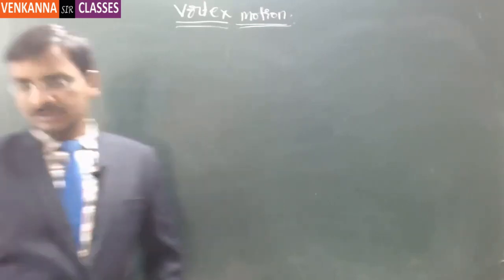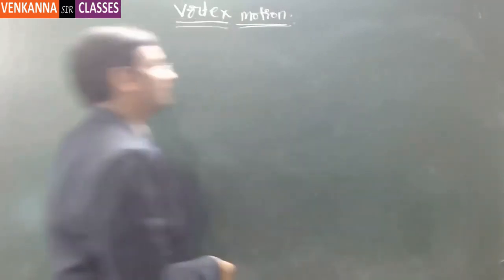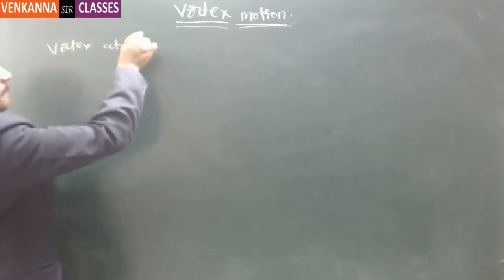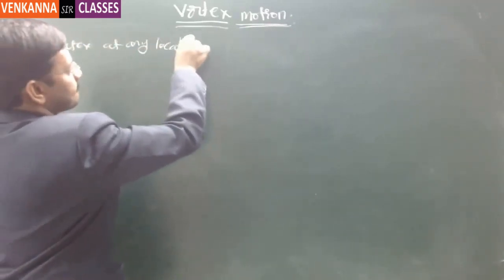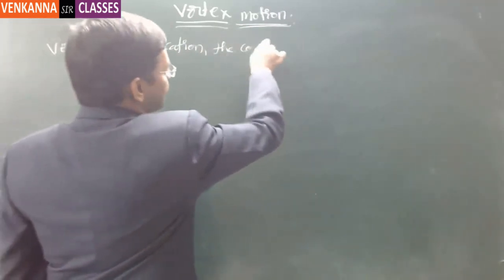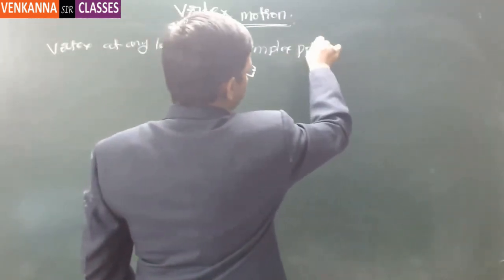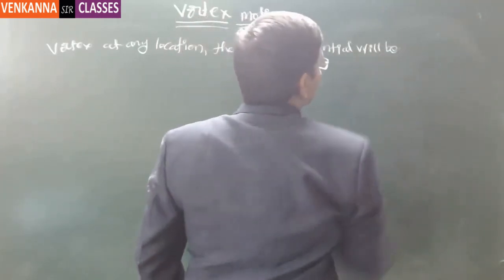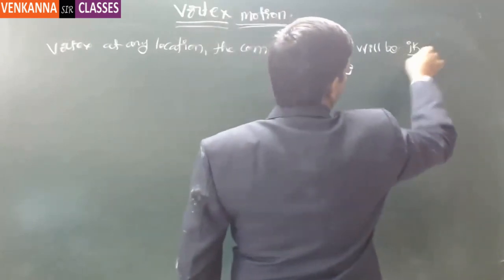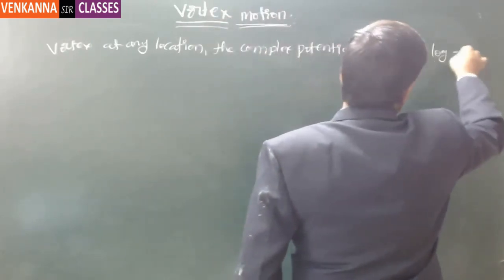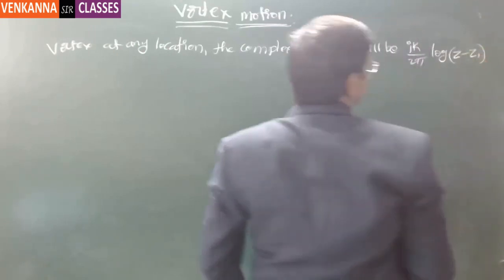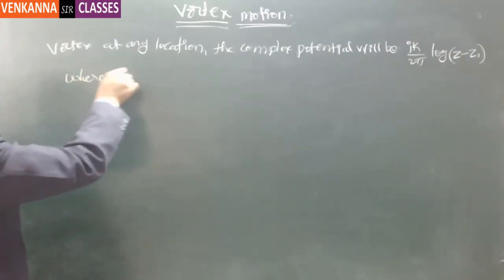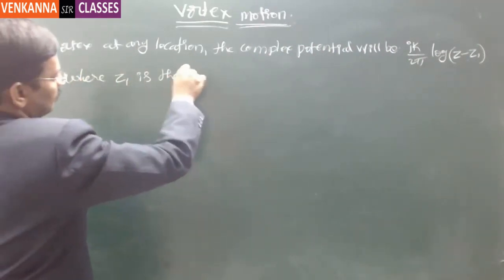So let's take one simple case. A vortex at any location: the complex potential will be iK by 2 pi times log of z minus z1, where z1 is the location of the vortex.